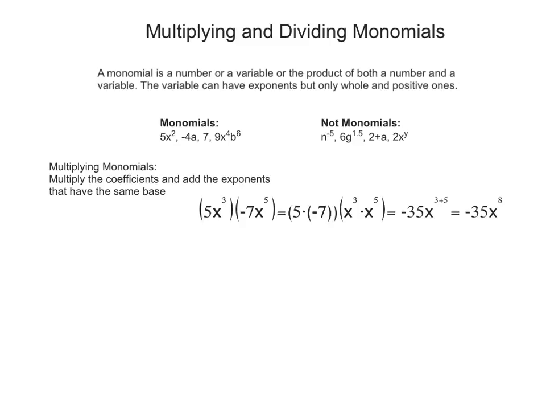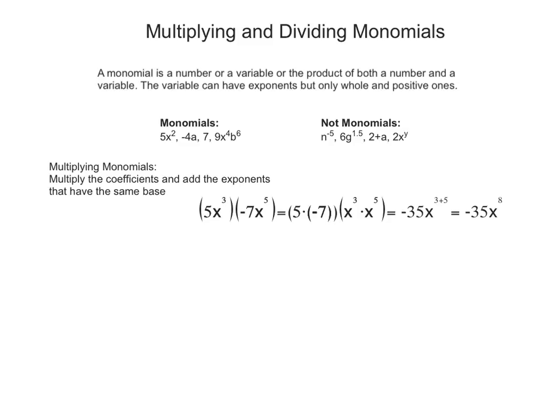We separate the coefficients first, so I have 5 and the negative 7. And then I separate the variable, which is x to the power of 3 times x to the power of 5. 5 times negative 7 is negative 35, and since the variable is the same, it's the same base, I raise it to a power of 3 plus 5. The result is negative 35x to the power of 8.